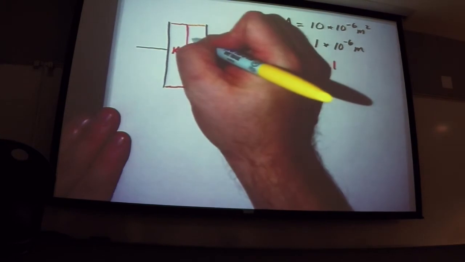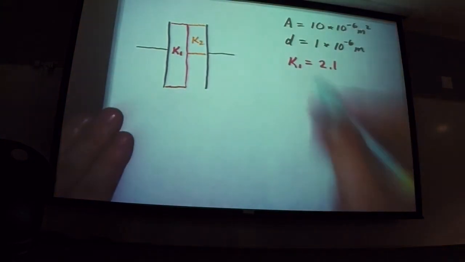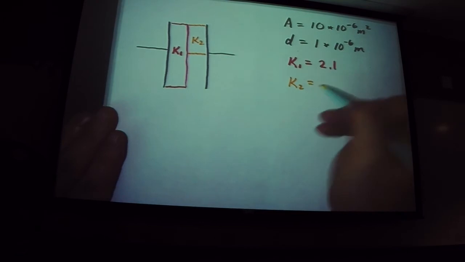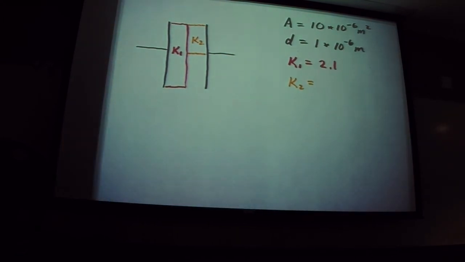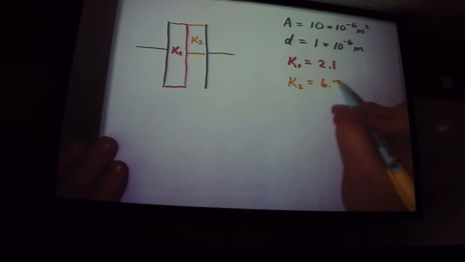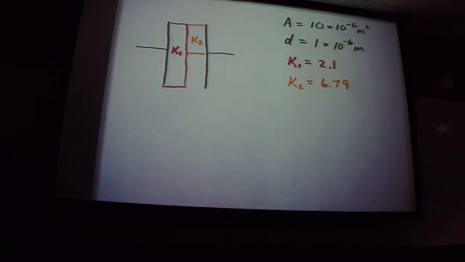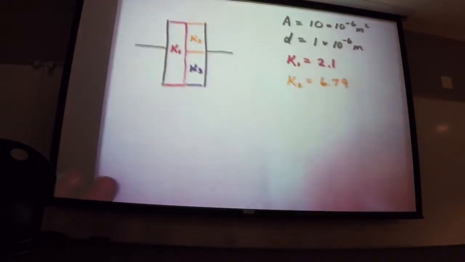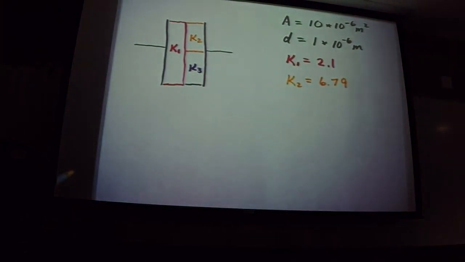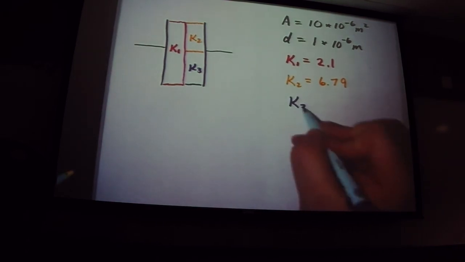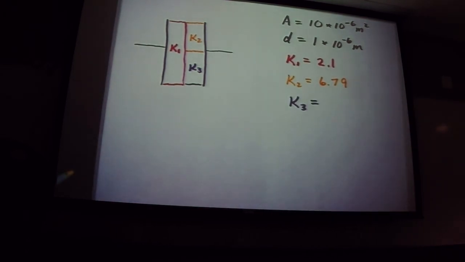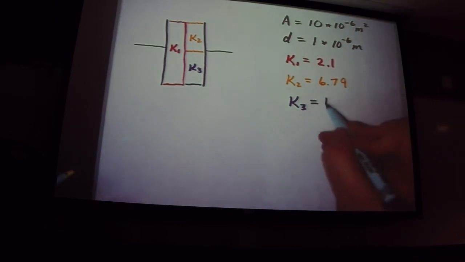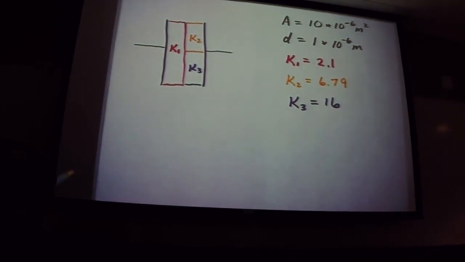So up here, kappa 2, I'm going to make neoprene. Neoprene has a kappa of 6.71. And then, that's interesting, at the bottom half here, I'm going to have kappa 3, which is going to be germanium. Germanium has a dielectric constant of 16.